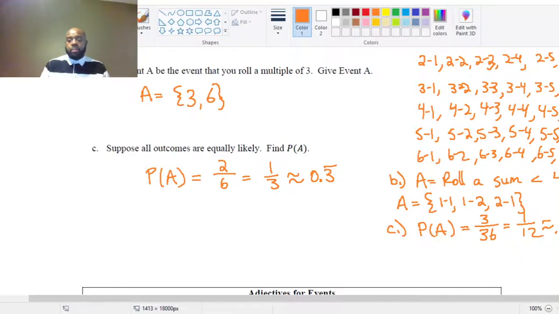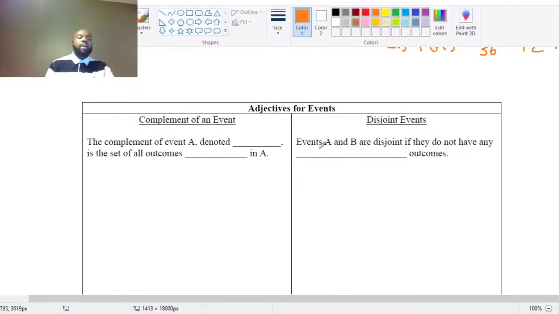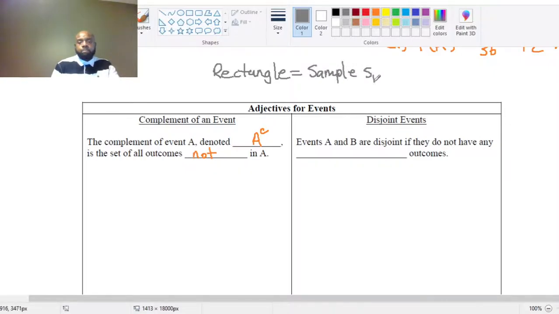are related to probabilities. And some of these adjectives include things such as complement of an event, right? The complement of event A is denoted A complement, A with a subscript C. And this is a set of all outcomes that's not in A, right? I'm going to draw some diagrams to help us understand this. Our rectangles represent our sample space, and our circles represent events.